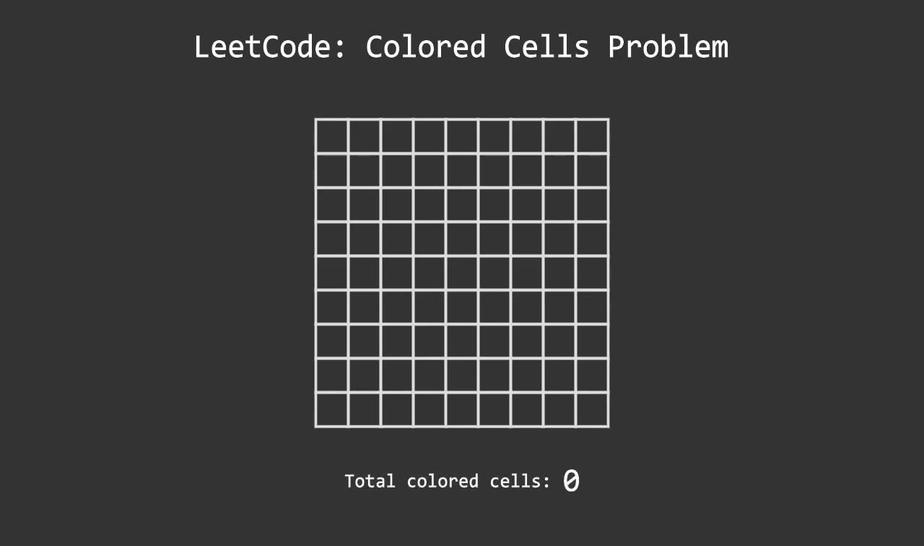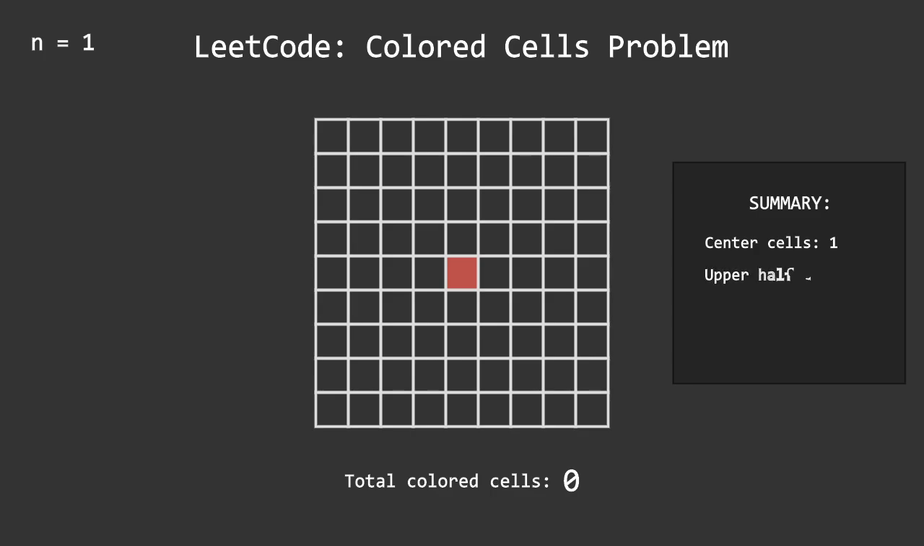In this grid array, for iteration 1, n equal to 1, we have one center cell, and the upper half cells and the lower half cells will be 0. So the eventual summary is that the center cell is 1, the upper half cells are 0, the lower half cells are 0, and the total sum will be 1. Let's move ahead to the next iteration.